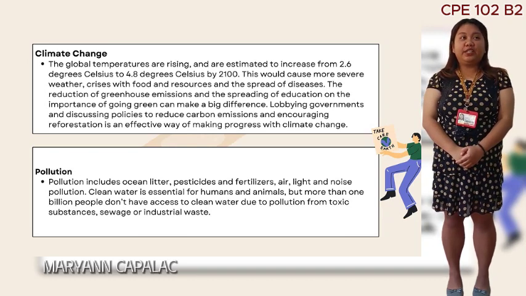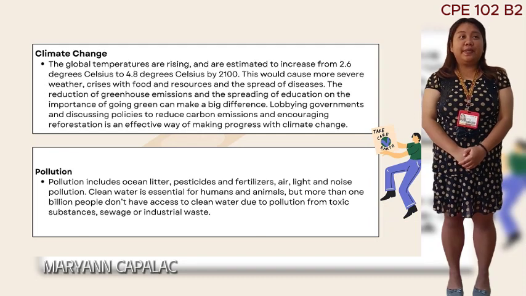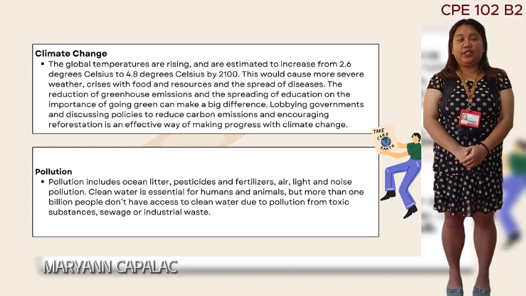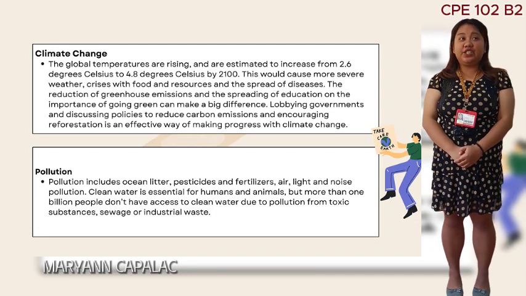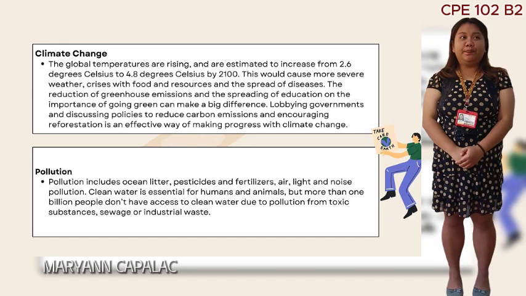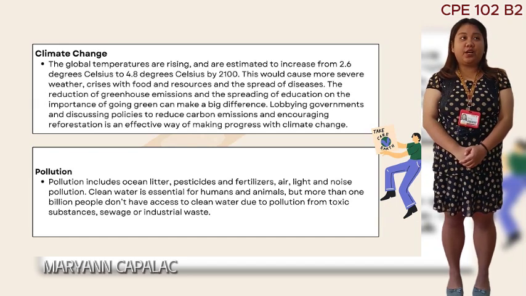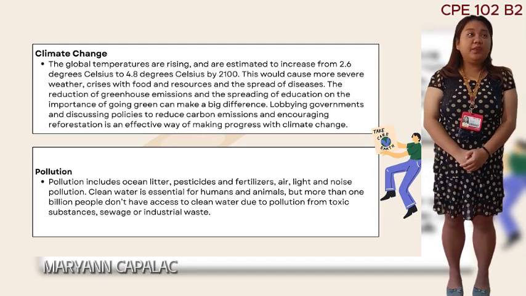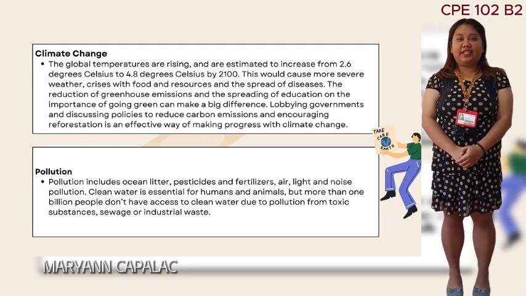Pollution. Pollution includes ocean litter, pesticides and fertilizers, air, light, and noise pollution. Clean water is essential for humans and animals. But more than 1 billion people don't have access to clean water due to pollution from toxic substances, sewage, and industrial waste.